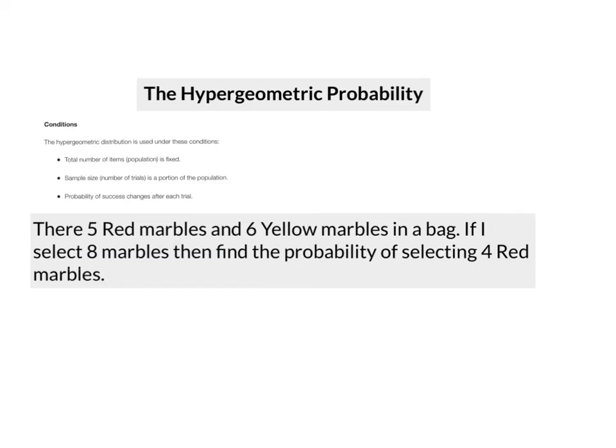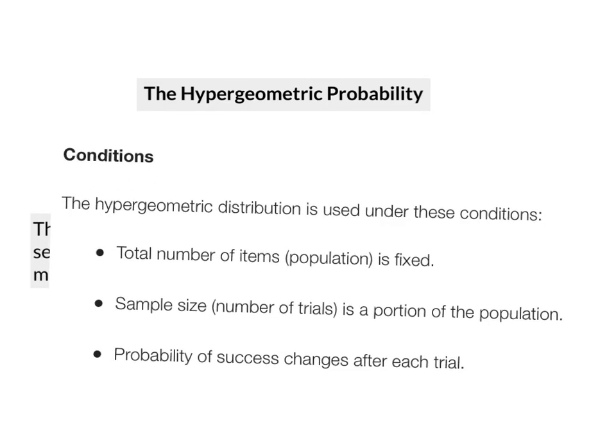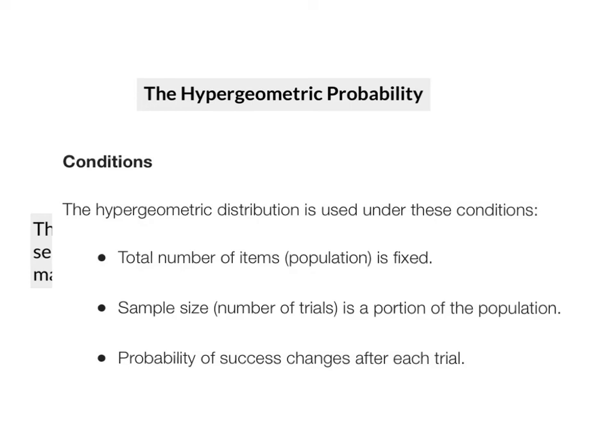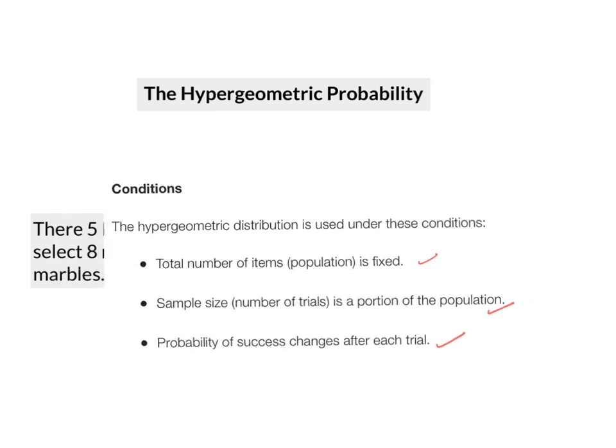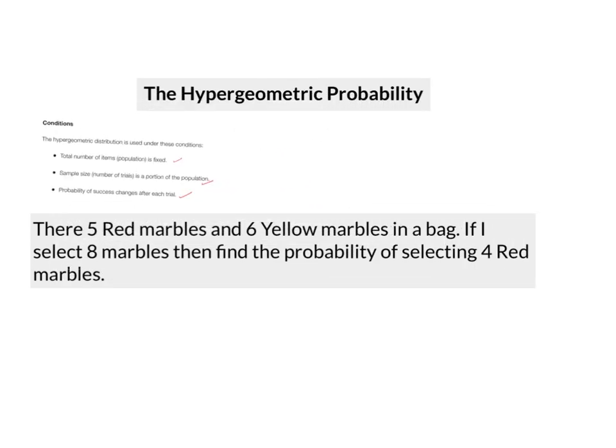So the hypergeometric, we can see the conditions here. Hypergeometric, we know that the total number of items is fixed, the population, the sample size is a portion of the population, and the probability of success changes after each trial. Therefore, we can make this a bit smaller and look at our question here.